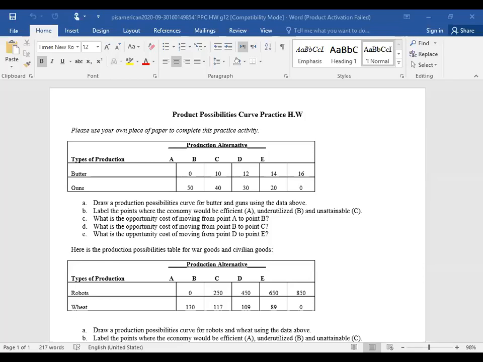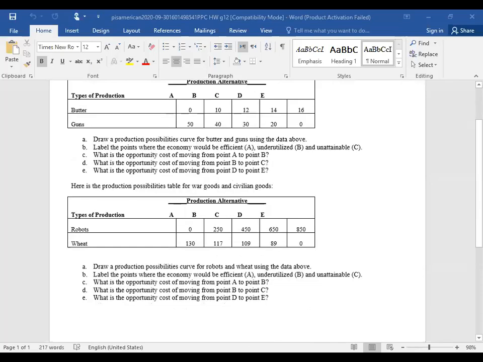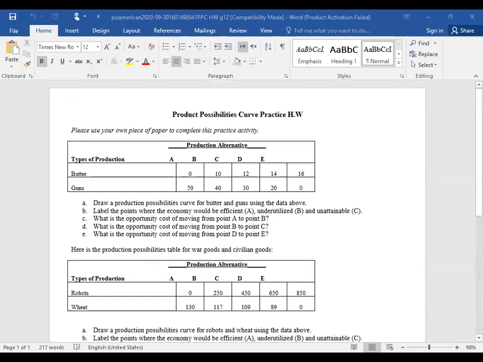If you go on SMS under My Library in lesson 2, you will see all the worksheets that we did: the factors of production worksheet, the entrepreneur assignment with the questions that you have to answer, and this production possibility curve practice homework. Now let's look at the worksheet so that you'll be able to do it and not struggle over the weekend with it.